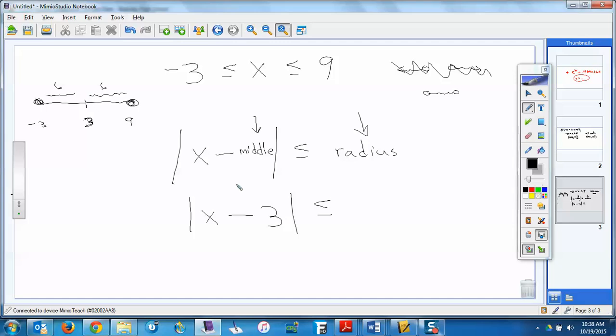We call that the radius, like it would be in a circle. So the interval would be that. It's that simple to write down: the middle and the radius. So we should be able to work both directions, right?